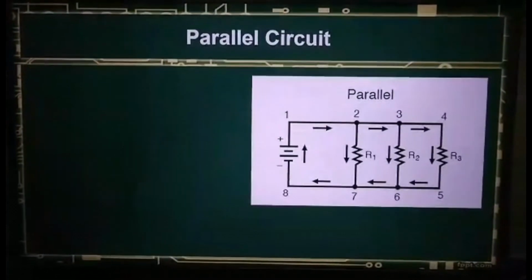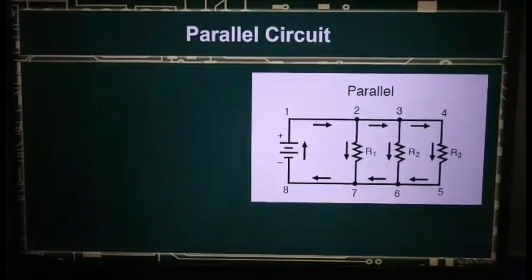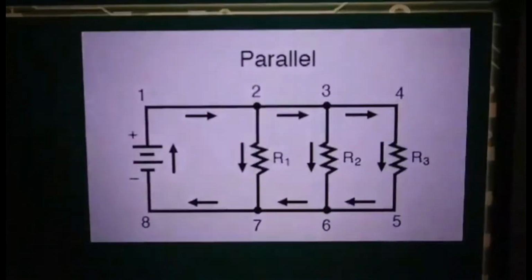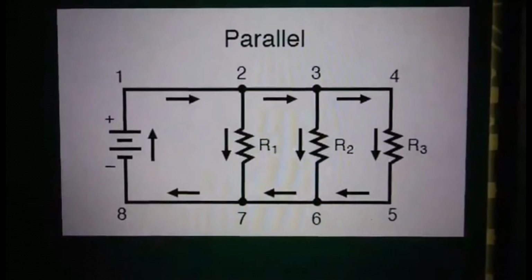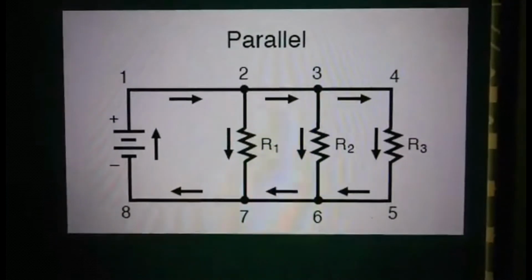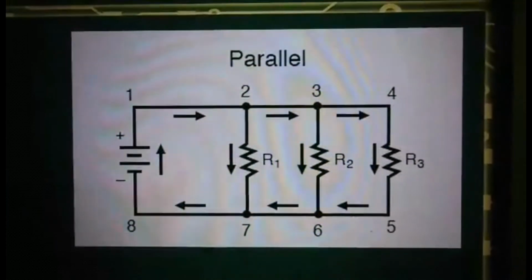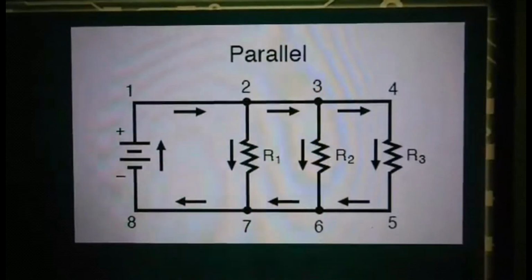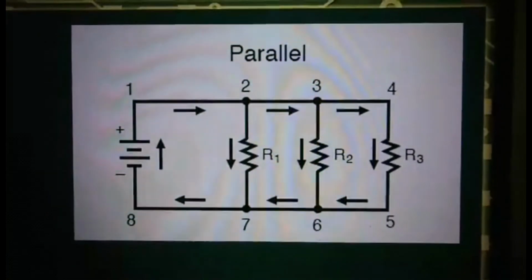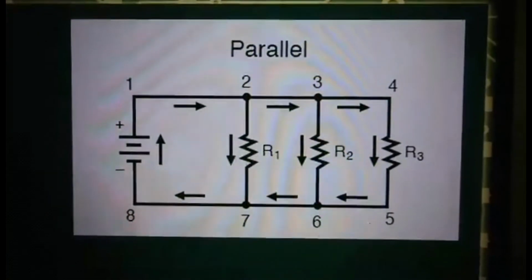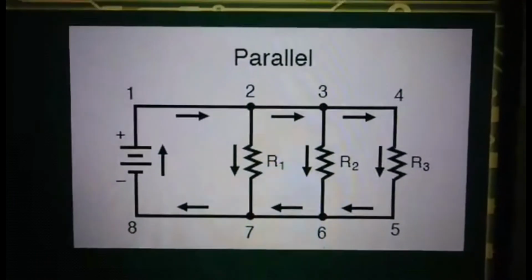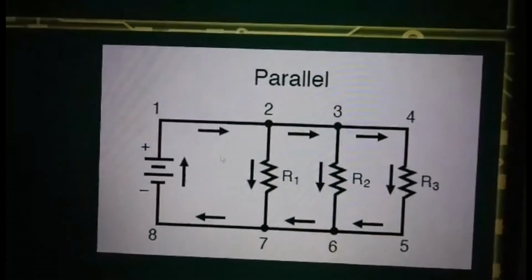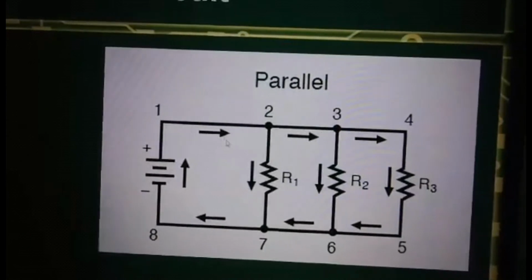Hello there! Now we will be discussing the parallel circuit. As you can see in the diagram, this is a parallel circuit. Can you spot the difference of parallel circuit with a series circuit? Yes, as you can see, there are more than one path for electric current to flow. It is visible in the arrows.